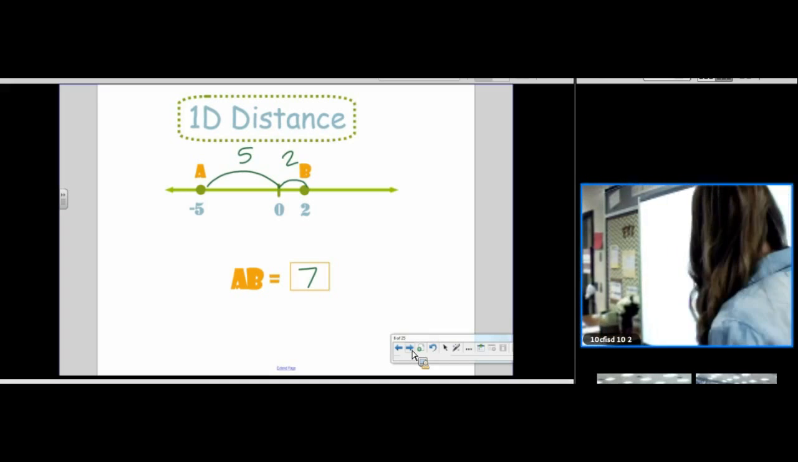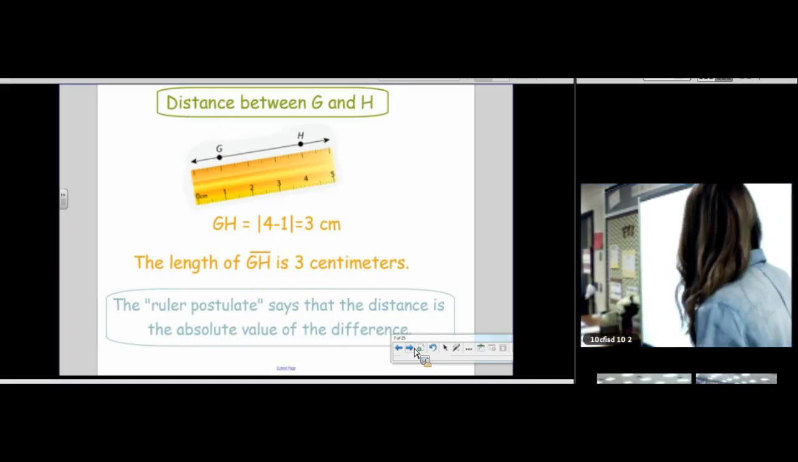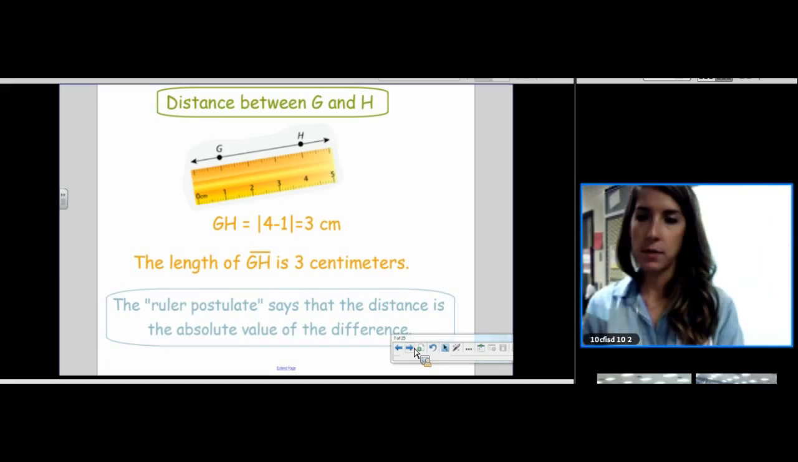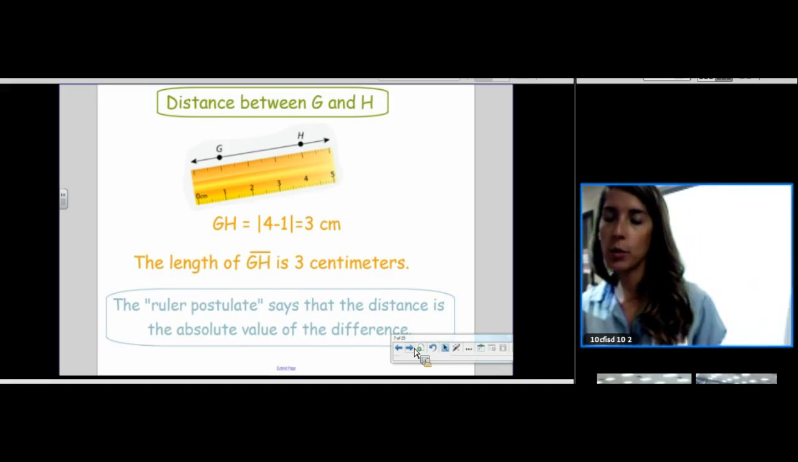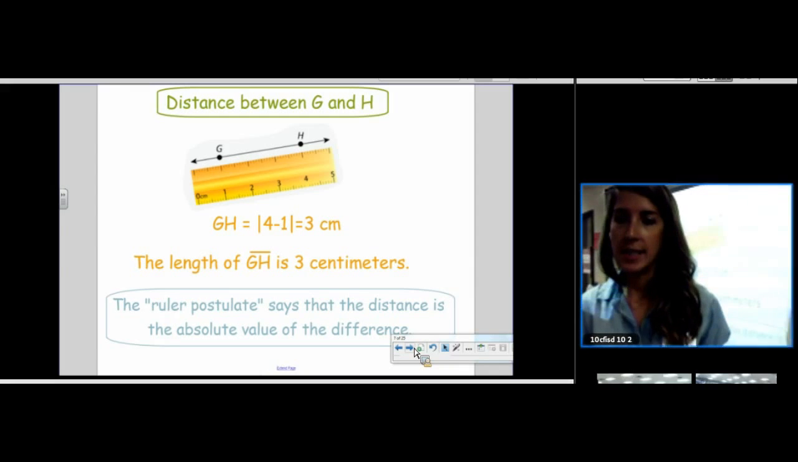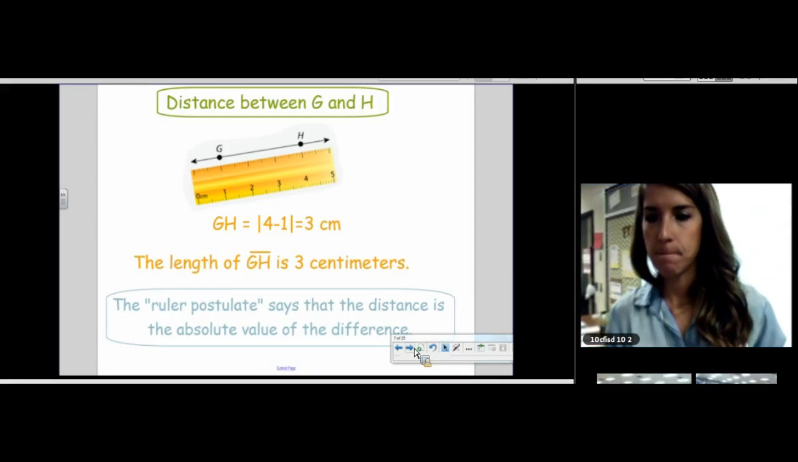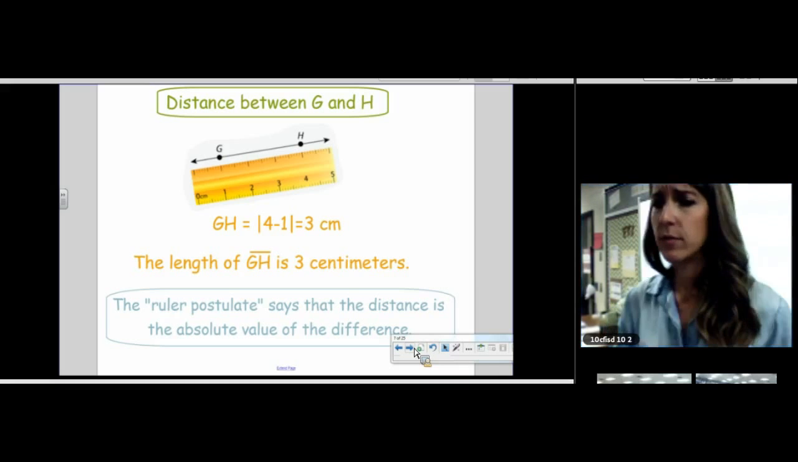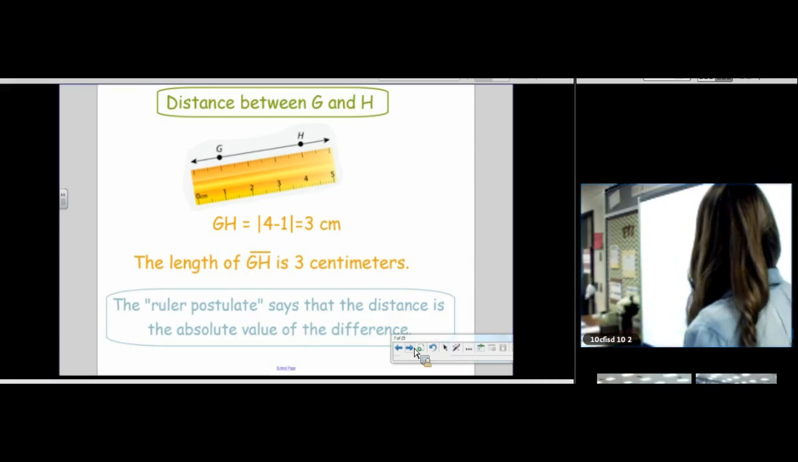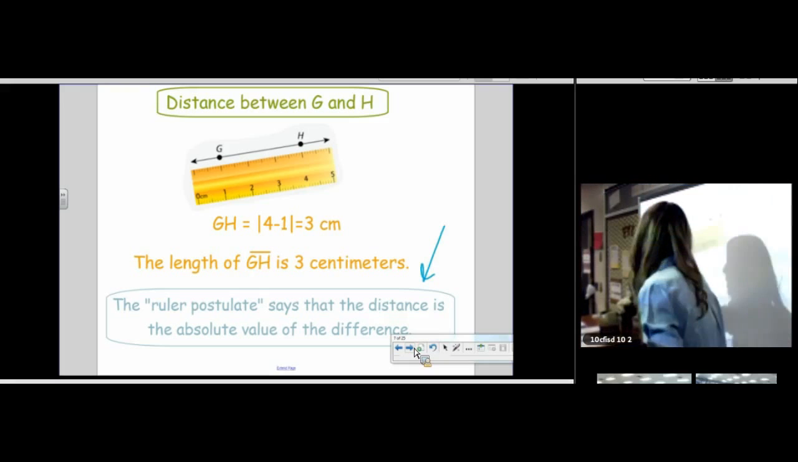So you could use your common sense way, or, yes, you could do what you're typing in the chat. You could do what's called the ruler postulate. So write this in your notes right here. This is called the ruler postulate, the distance between 2 points on a number line. Really, you could just write what's in blue. Just write that.